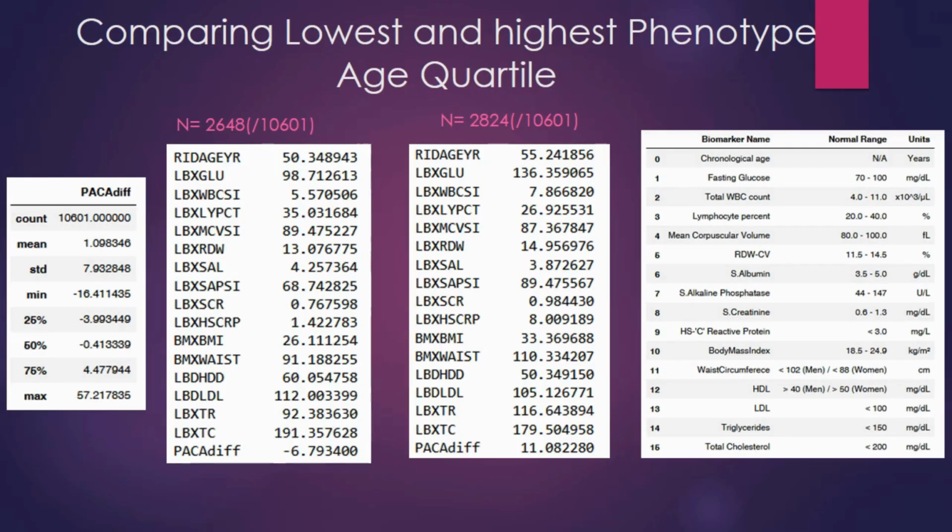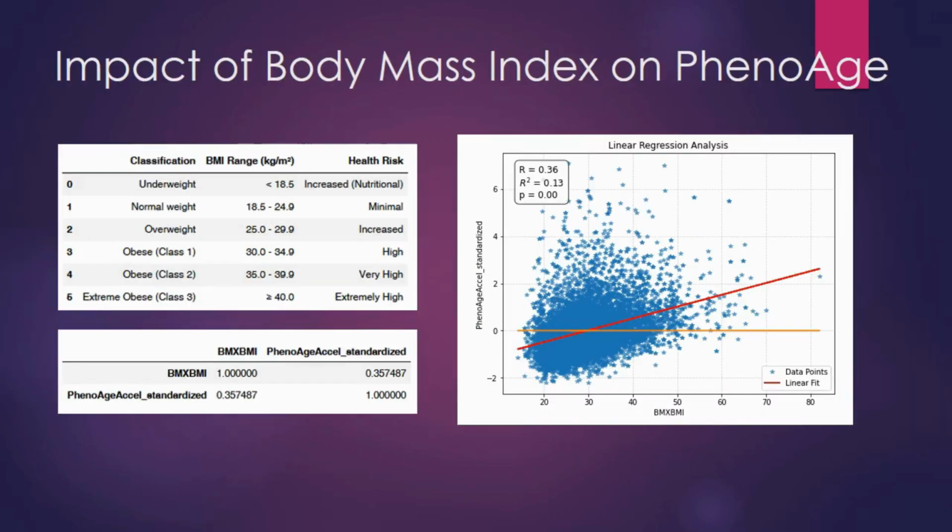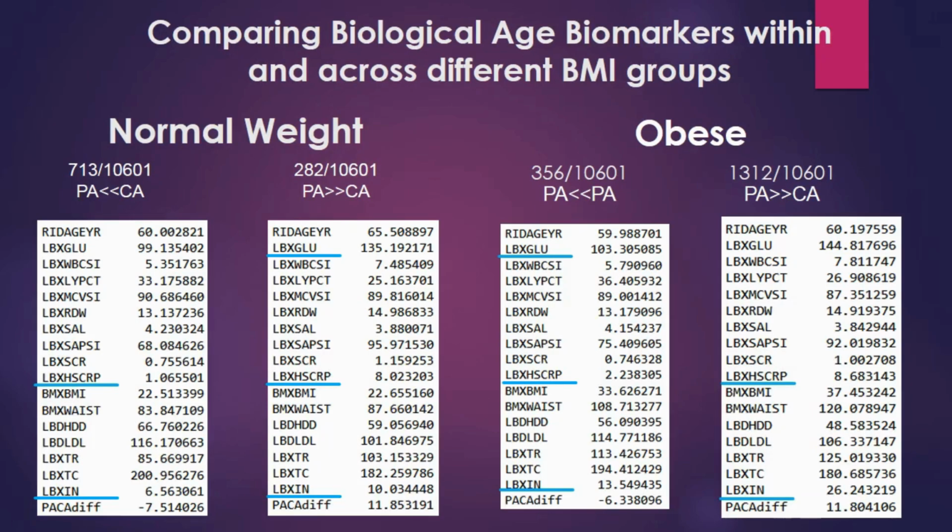Comparing lowest and highest PhenoAge Accel quartile. Compares the raw clinical data profiles of people in the lowest versus highest quartiles of phenotypic age, revealing vast differences in metrics like glucose and high-sensitivity CRP. Impact of body mass index on PhenoAge. The slide shows the correlation between BMI levels and phenotypic age acceleration and a plot of a linear trend line.